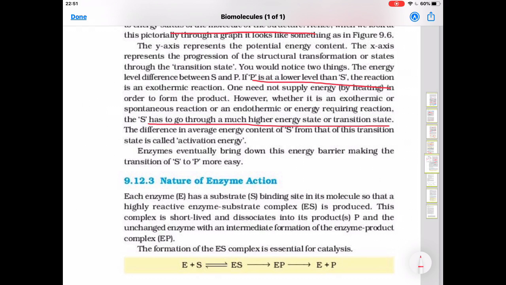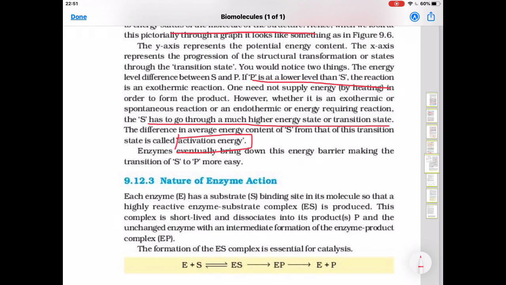The difference in average energy content of S from that of this transition state is called activation energy. What is activation? At transition state some energy is there, and at the substrate some energy is there. The difference between the energy of the transition state and the substrate energy is known as activation energy. When enzyme is present, activation energy is less, and without enzyme, activation energy is more.